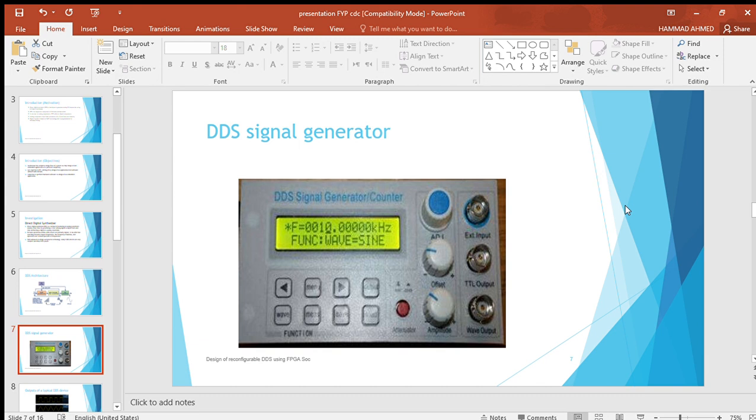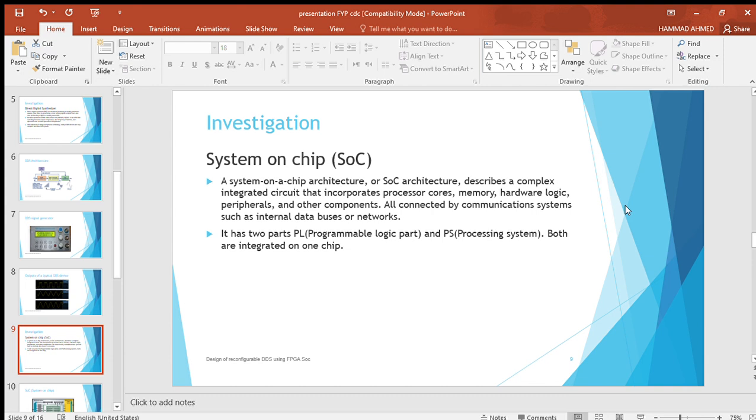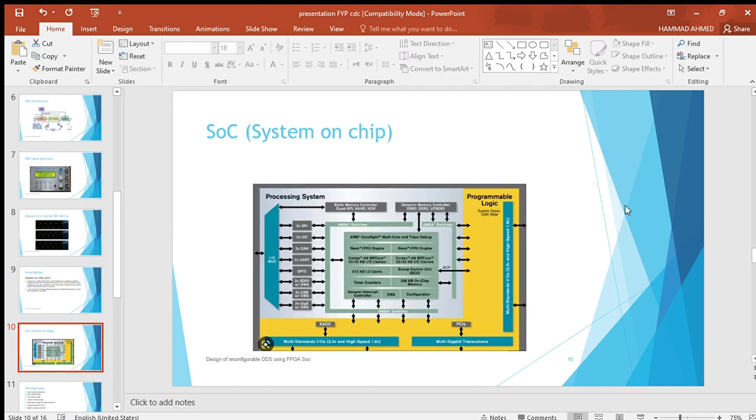So this is an example of DDS. DDS may be used as a signal generator. This is the typical form of a DDS device, and this is basically a system on chip. A system on chip basically has two things: an FPGA and a microprocessor. The FPGA is reconfigurable, and the microprocessor can be accessed by software that is user friendly, so the user can access and control the FPGA through software. So this is the picture of our total system on chip. There is a processing system and programmable logic.